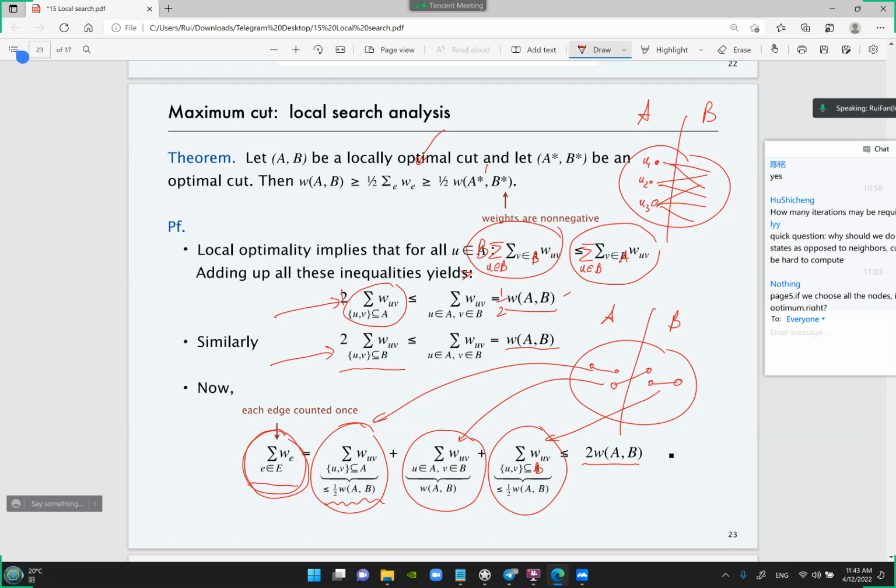This means that the size of the cut is at least half of the sum of all of the edge weights. So we've shown that the size of the cut is at least half of the size of all the edges, which is at least half of the size of the maximum cut. And so this algorithm produces a solution which is at least half as good as the best possible solution. Any questions about this?